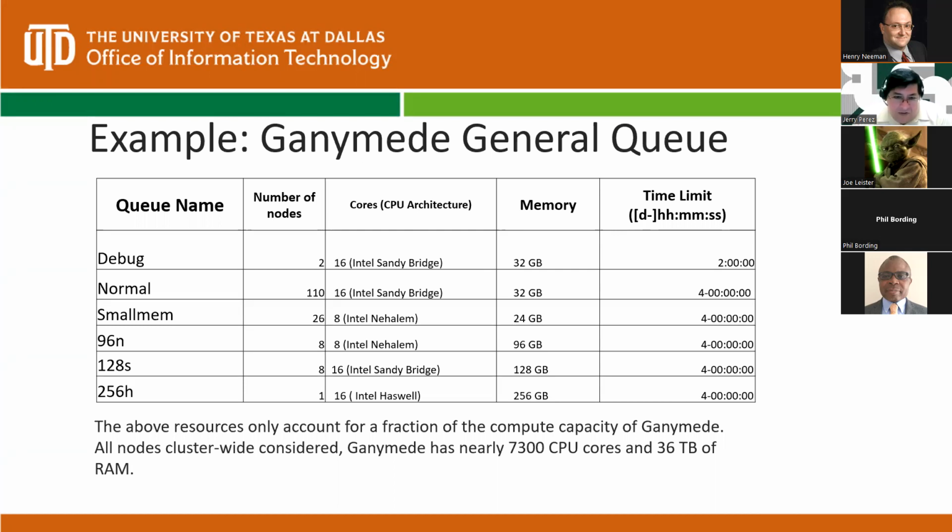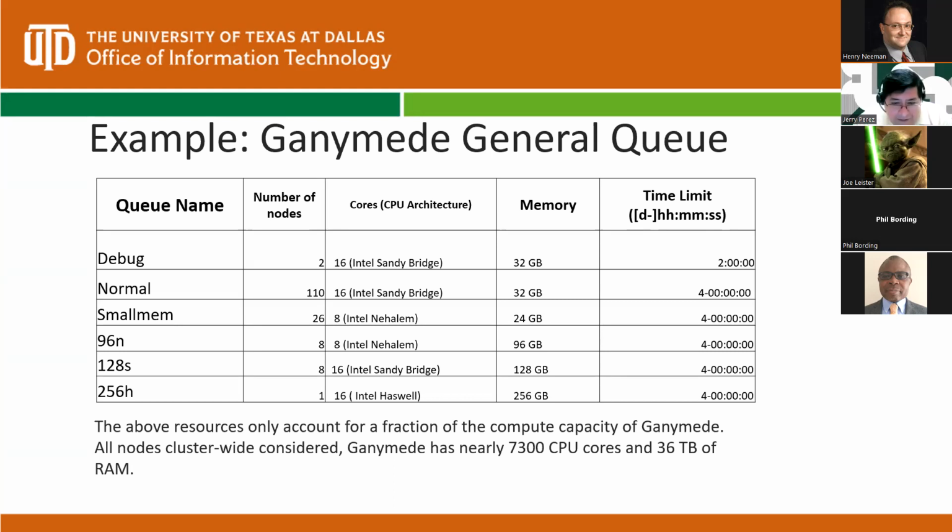And then we have a normal queue. We have about 110 nodes set aside for that, and we have a maximum runtime of up to 4 days there. So that's where the majority of the work runs. And then we have some specialized queues. We have a small memory queue where if people need to run many small jobs, but they're not memory bound, then it's a perfect queue for them.